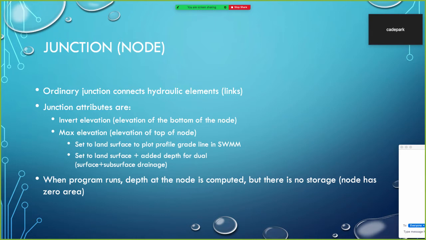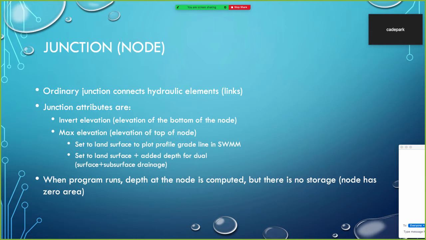The other trick that I've employed is set it to the land surface plus some additional depth. So perhaps make the max elevation equal to the land surface plus 3 feet. And what that allows is it allows the program to actually store water on the land surface, and we can produce a dual drainage network and see where the water is both on the surface and in the underground portion, and that's very useful in engineering design and assessment.